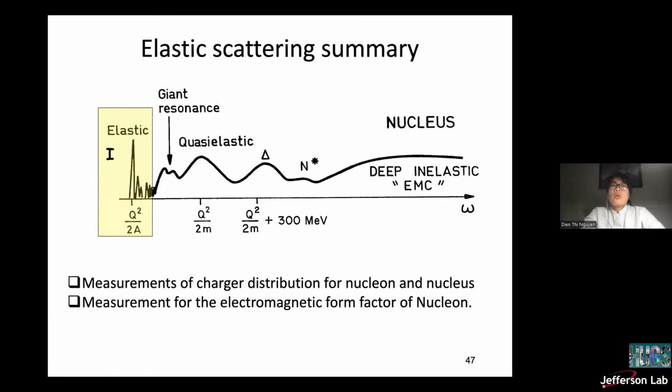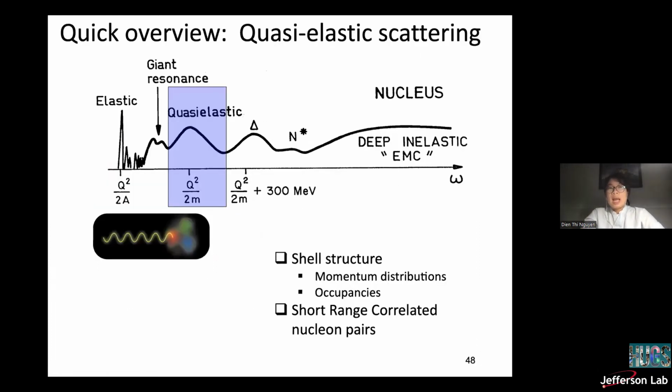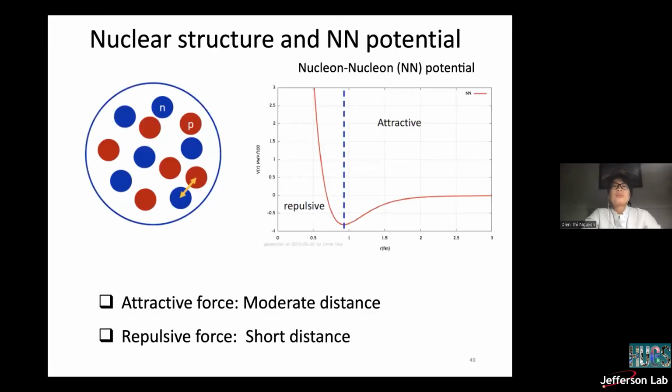Now we will move on to quasi-elastic scattering. Like I mentioned before, when we talk about quasi-elastic scattering, you can think of it as a picture of a virtual photon interacting with a single nucleon inside the nucleus. This will help us study the shell structure and occupancy, and we will use it to study short range correlations as well.